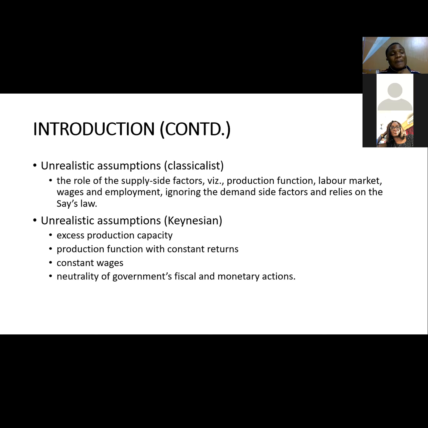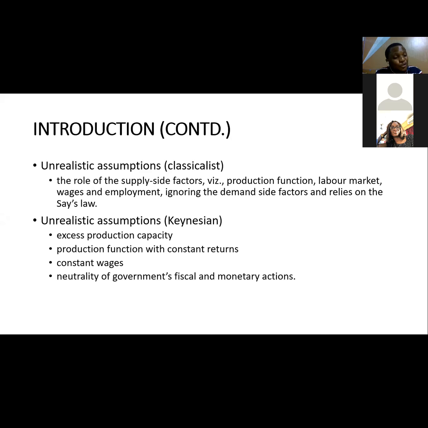Now I came up to talk about the demand side factor. They also have some assumptions that are unrealistic. The first assumption is excess production capacity. What do they mean by that? Under excess production capacity, they are saying that there will always be excess production, that there will always be food in the market, clothes in the store, in the showroom, there will always be goods to buy, there will always be a car, just that people don't have money, so empower them.